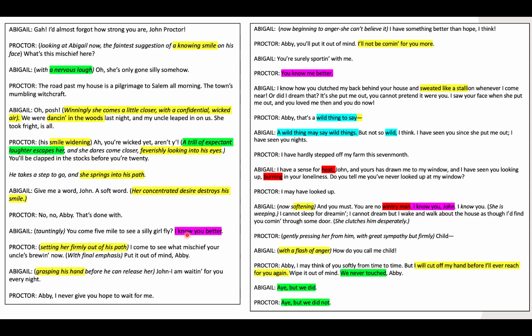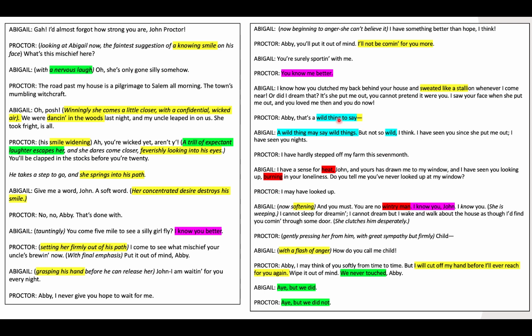So she says, I know you better. He repeats, you know me better. There's an acknowledgement of some kind of relationship there, some kind of mutual understanding, a past, something that they've shared. And then towards the end here, she says, I know you, John. So it's slightly developed this idea of knowing, and we can link it back to this idea of she's softening now. Is she trying to manipulate him more now by repeating this idea, by going back to this commonality that they share, this idea of knowing each other?